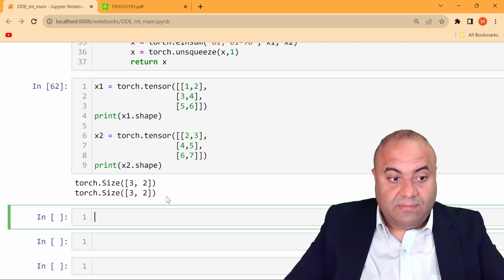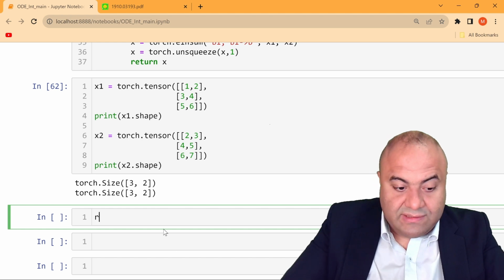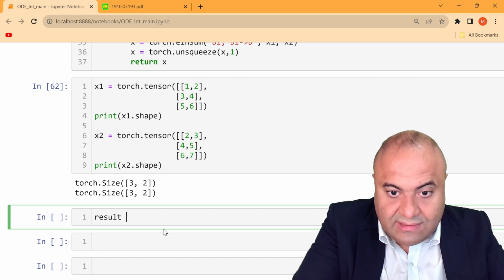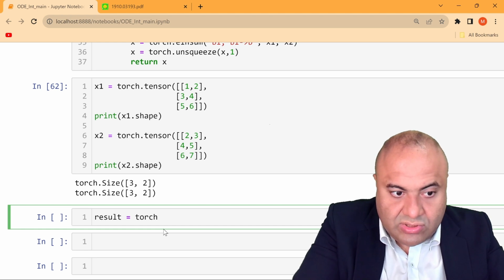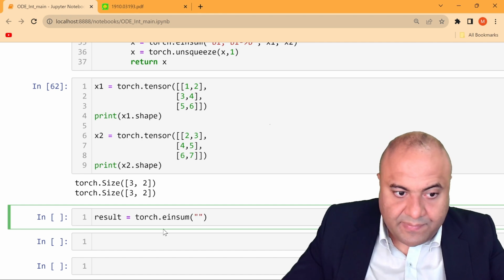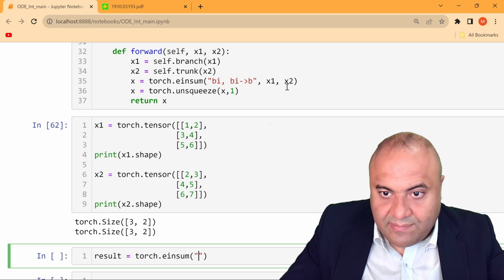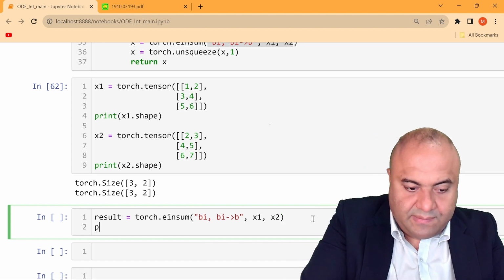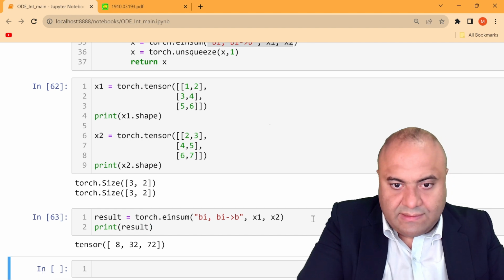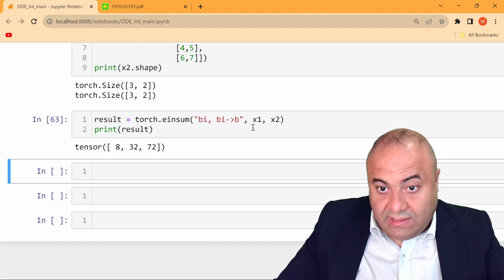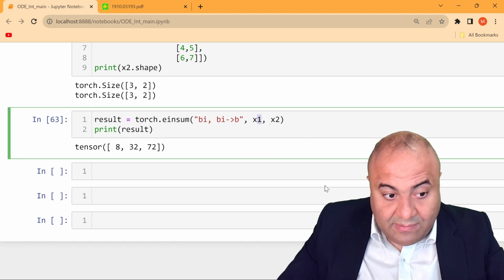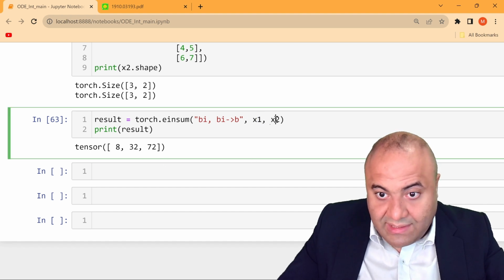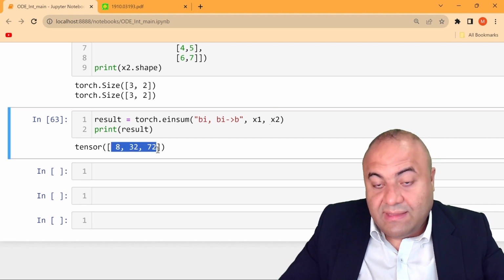And now we will do the Einstein multiplication: result equals torch.einsum. Basically just apply the same syntax here, and just print this result. So these are the results. It multiplied x1 with x2, and we got something that looks like this.